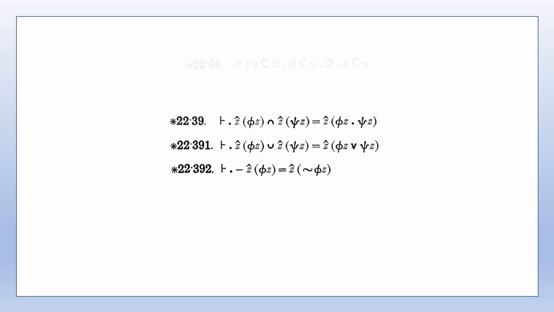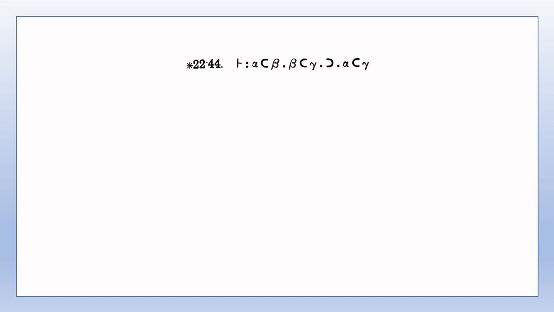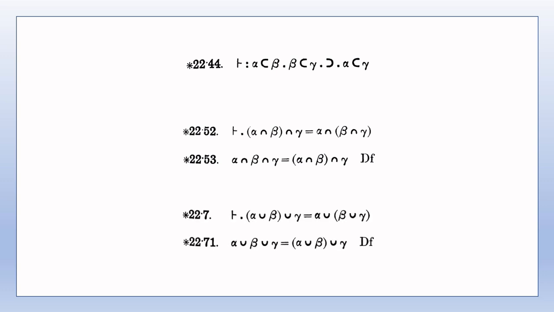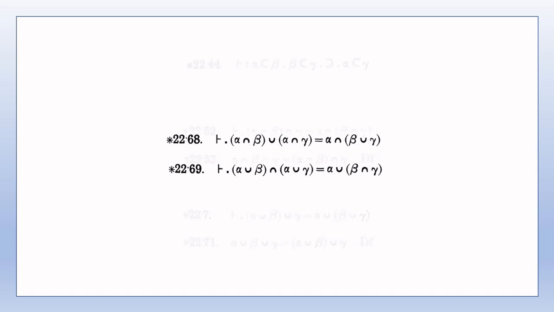22.44 shows that the relation of class inclusion is a transitive relation. 22.52 shows that the logical product is associative, and hence we have definition 22.53. And we similarly have 22.7, which shows that the logical sum is associative, and hence we also have definition 22.71. Propositions 22.68 and 22.69 show how each of the operations, logical product and logical sum, distribute over one another.